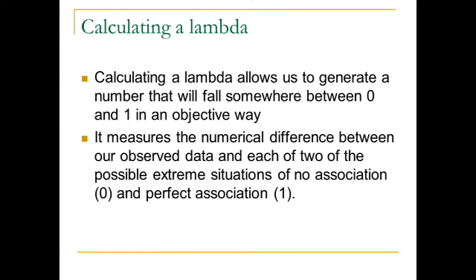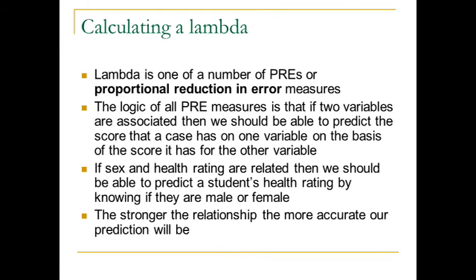Calculating a lambda allows us to generate a number that will fall somewhere between 0 and 1 in an objective way. This measures the numerical difference between our observed data and each of the two possible extreme situations, the first being no association, the second being perfect association. Lambda is one of a number of PREs, or proportional reduction in error measures.